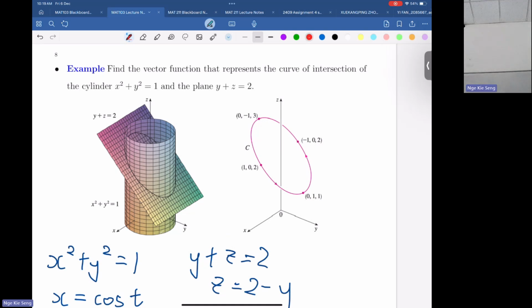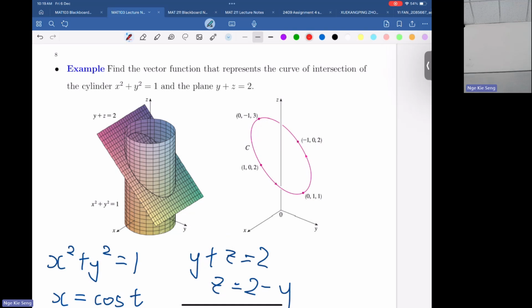But how do you write down the vector function? Do you reckon that you can use a vector function to describe this curve here? Because given a time t, you can give me a 3D point, a point inside R3. So how do you do it? First of all, what does it mean by a line in the intersection?